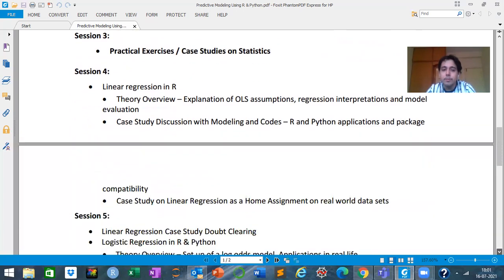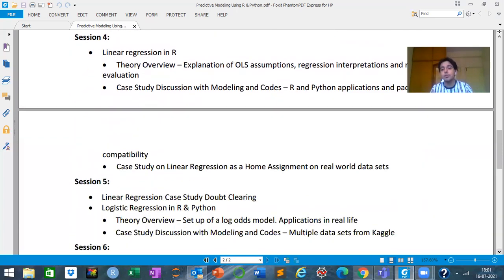It's only from the fourth and the fifth sessions that we graduate to what people are looking for nowadays, which is basically modeling. So we start off with linear modeling. We try to identify what the underpinnings are.